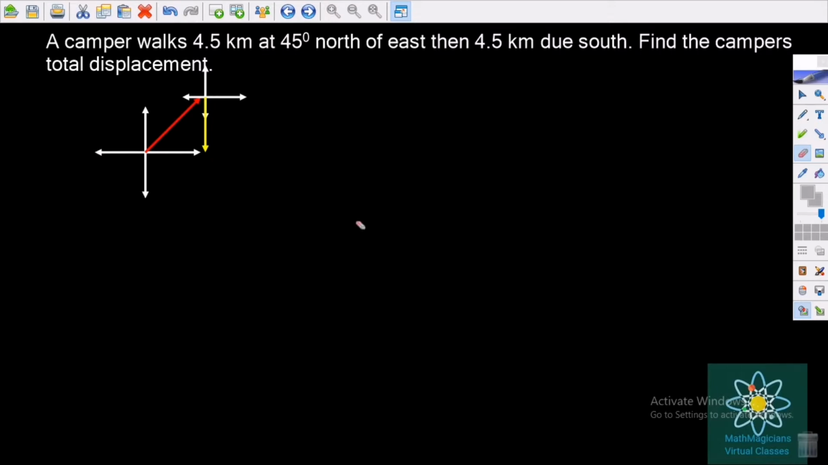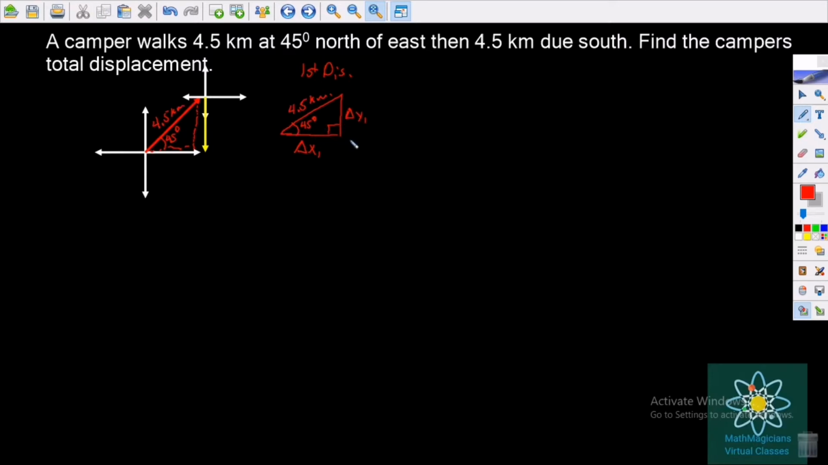You're making two right triangles. The first right triangle is the red one here, and it says that he walks 4.5 kilometers at an angle of 45 degrees. So that would be my first displacement. It would be a right triangle that has a hypotenuse of 4.5 kilometers with an angle of 45 degrees. And these are my components: my vertical component or Y component and my horizontal component. We put the ones because it's the first displacement. We need to find both components.